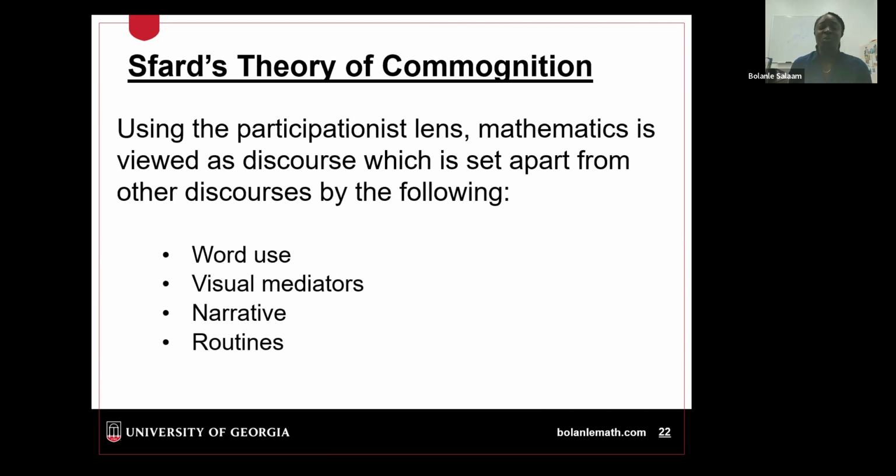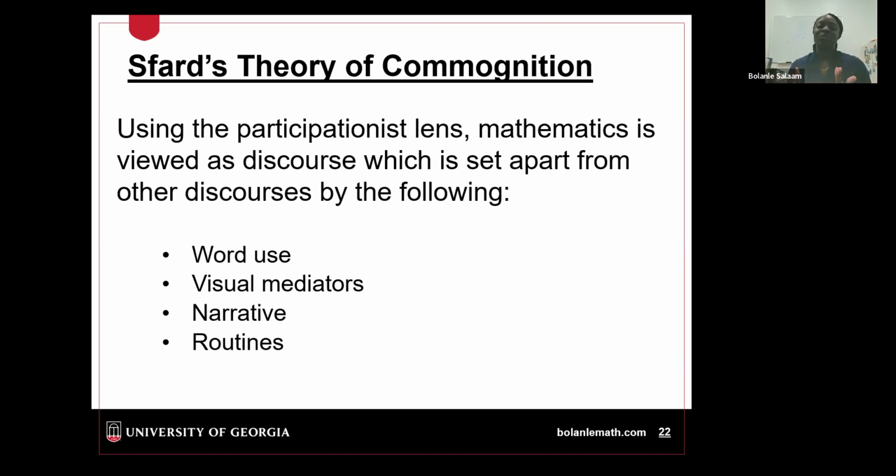We talked about most of this. So one of the main parts of cognition is that we see mathematics as discourse. And what makes it different from other discourses is the way that we use words. Okay, our visual mediators, so these are things like our symbols, our narratives, inclusive of endorsed narratives, which are things like theorems and definitions, and then our routines. Now, routines can encompass word use, visual mediators, and narratives.